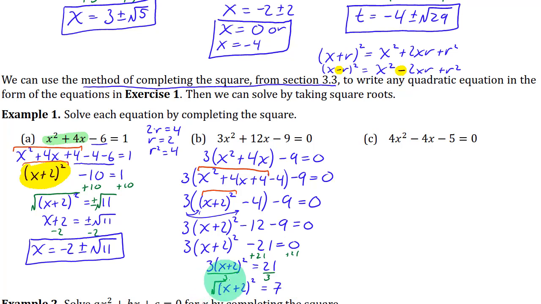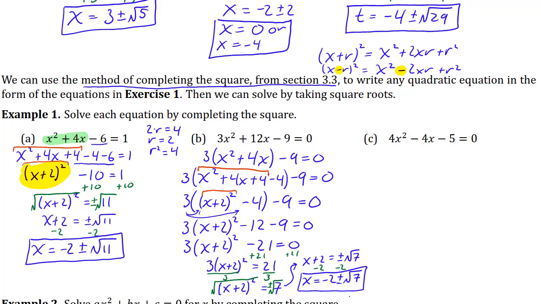Let's take square roots of both sides here. And this is going to turn into x plus 2 equals the plus or minus square root of 7. And then you can just subtract 2 from both sides of that. So you'll get x equals negative 2 plus or minus root 7. Alright, so there's two solutions: x equals negative 2 plus root 7 and x equals negative 2 minus root 7.